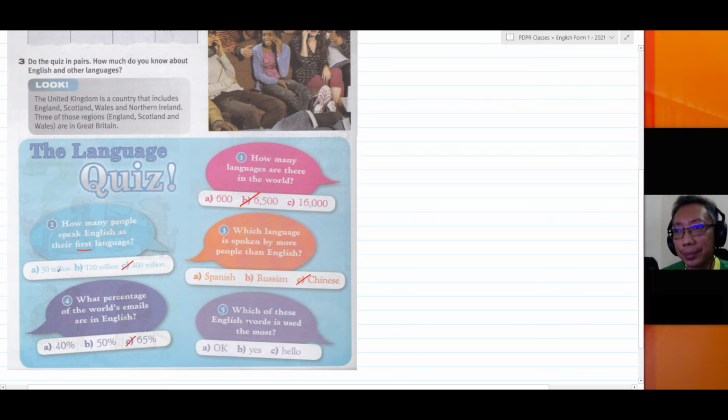Last question. Which of these English words is used the most? Answer for number 5 is B. Yes. Yes is the most used English word in the whole world. Okay, that is the end of the quiz.